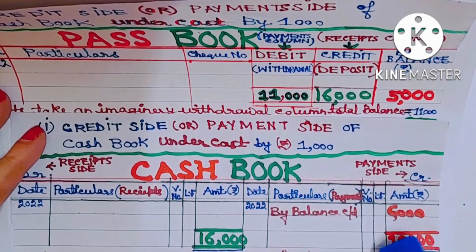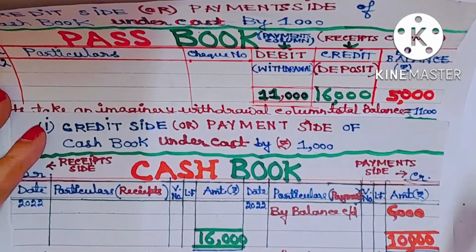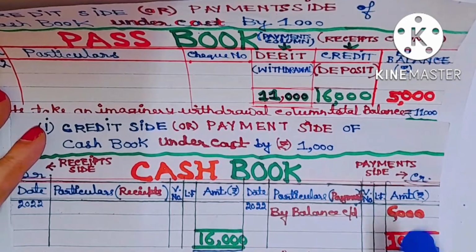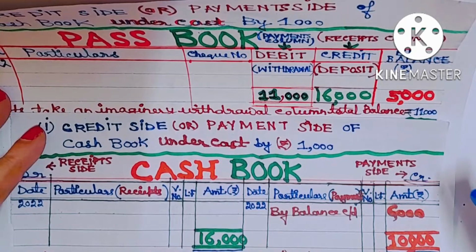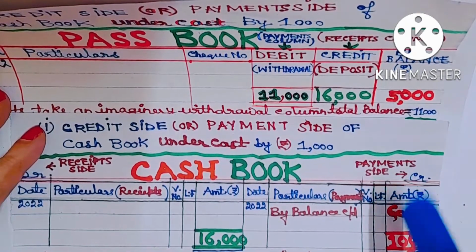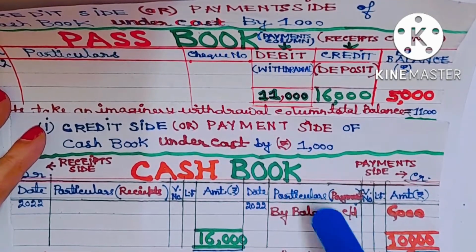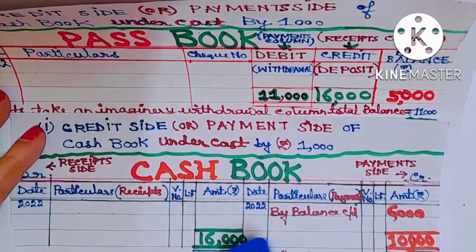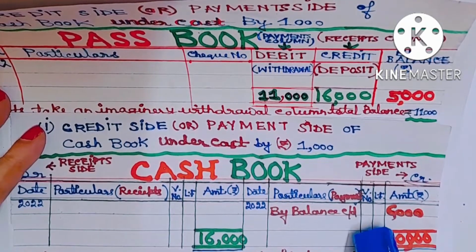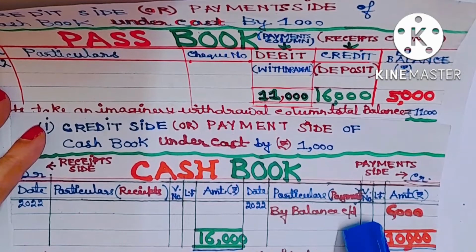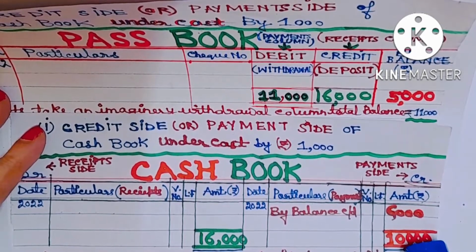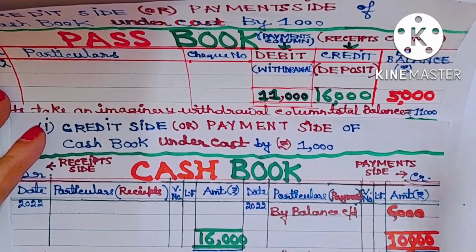The businessman, by mistake, totaled 10,000 instead of 11,000. So what happens? If the payment side is less, the cash book balance increases. Remember this: if the payment side total is less, the cash book balance will increase. Suppose the total of the payment side or credit side is 8,000. See, 16,000 minus 8,000 will be 8,000. So the cash book balance will be more, 8,000. If the payment side total is less, the cash book balance will increase.